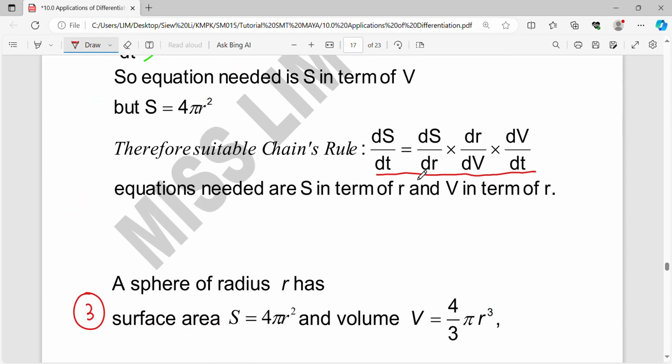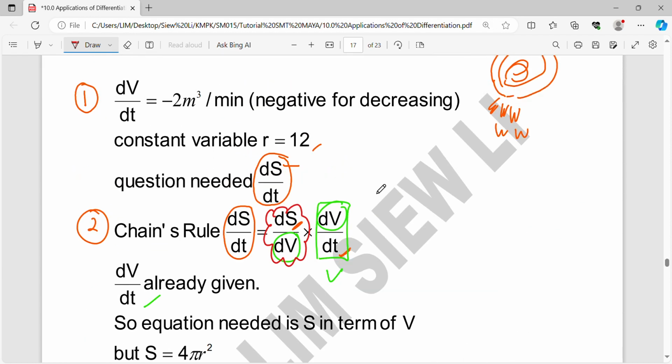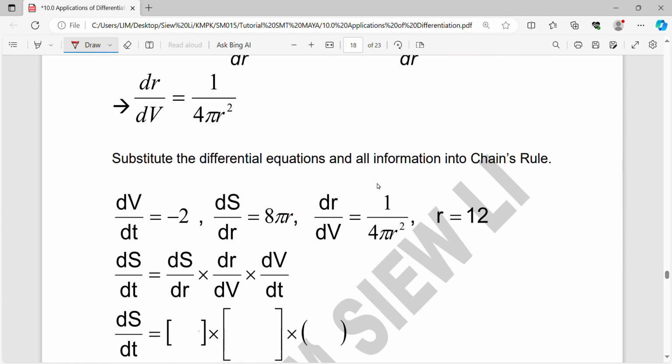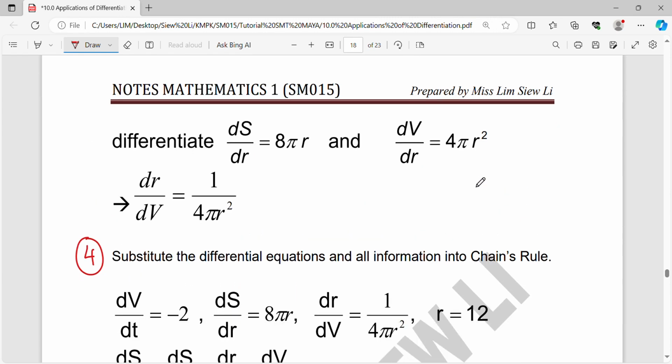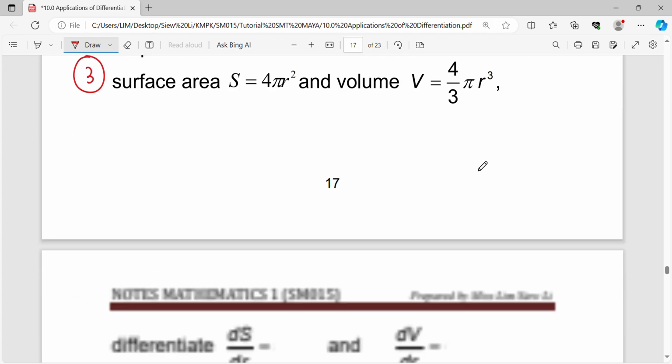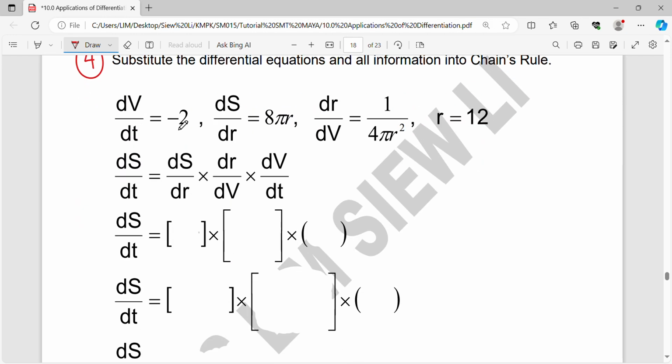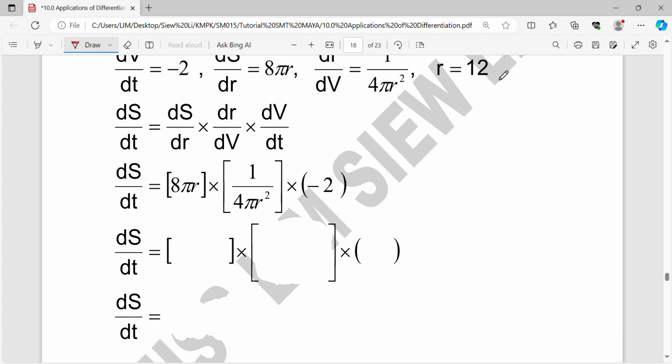Then notice that we have done dS/dr, we have done dr/dV, and dV/dt is given in the question. Lastly, step number 4. We substitute all the derivatives and all the information back into the chain rule. We substitute dV/dt from the question, the derivatives that we found, and r, which is the constant. So r is a constant 12, which means r will be substituted by 12.